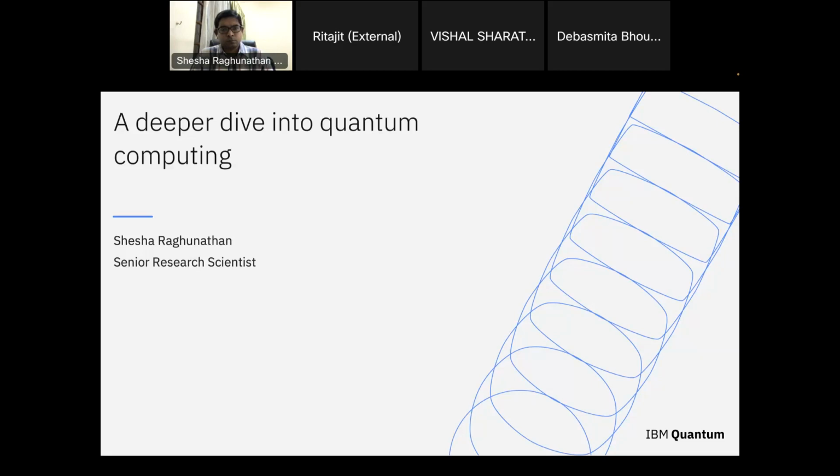Recently, Shesha joined as a senior research scientist in IBM Quantum and is responsible for driving development of strategic partnerships and developing IBM's quantum business. Shesha got his PhD in electrical engineering, quantum computing, from the University of Southern California, Los Angeles in 2010. So now we can start the session.